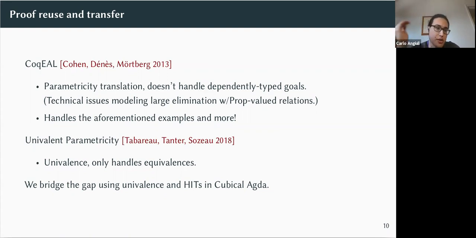But more recently, there's something called univalent parametricity, which uses univalence to get a sort of representation independence. So this does, of course, handle dependently typed goals. But the problem is that you can only apply univalence to equivalences. And once again, a lot of the things I'd really like to apply this idea to are not actually equivalences, like all the things on the previous slide. So that's basically where our work fits in. We're trying to bridge the gap between these two approaches: use univalence and higher inductive types so that we can handle dependency and all the features of type theory, but on the other hand, be able to apply it to things that aren't isomorphic. Does that make sense? That's the end of my intro, so this is a great time for questions.